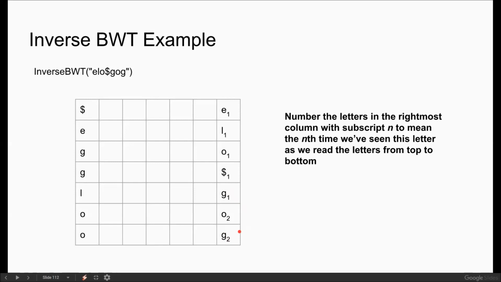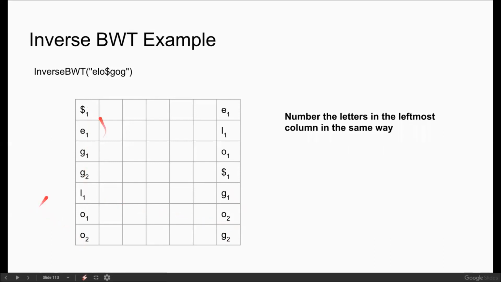And now what we want to do next is do the exact same thing, but for this column. So this is the first $ sign, so it gets a subscript of 1. This is the first E, gets a subscript of 1. First G gets a subscript of 1. This is the second G, so it gets a subscript of 2. The first L gets a subscript of 1. The first O gets a subscript of 1. And the second O gets a subscript of 2.